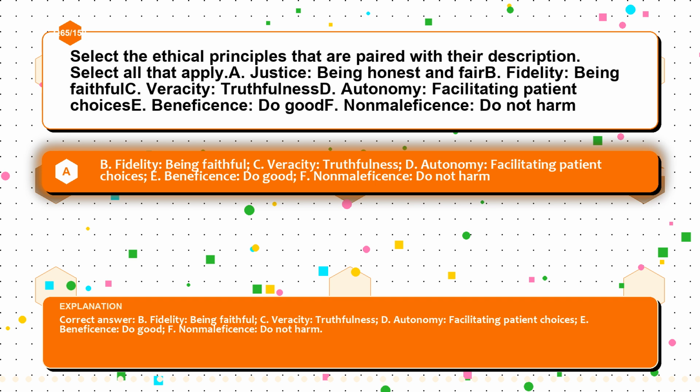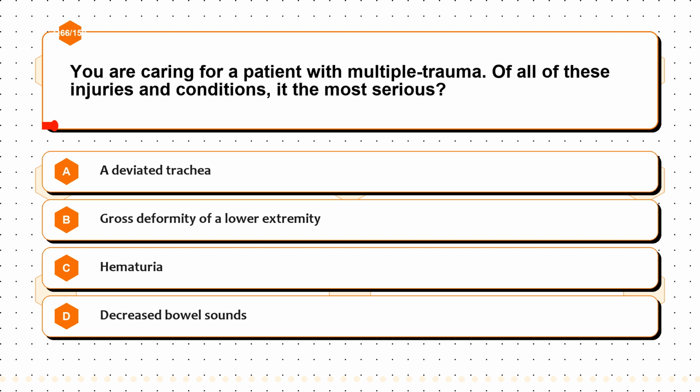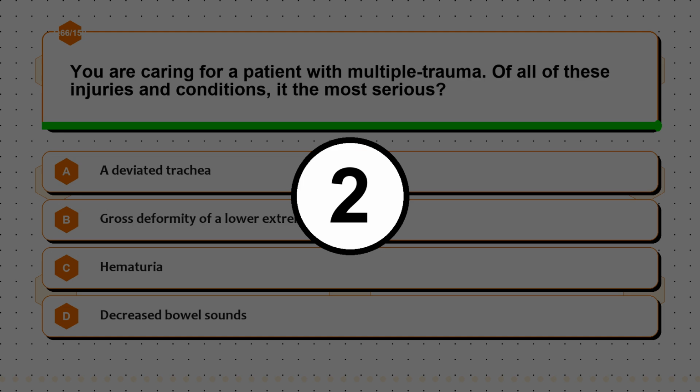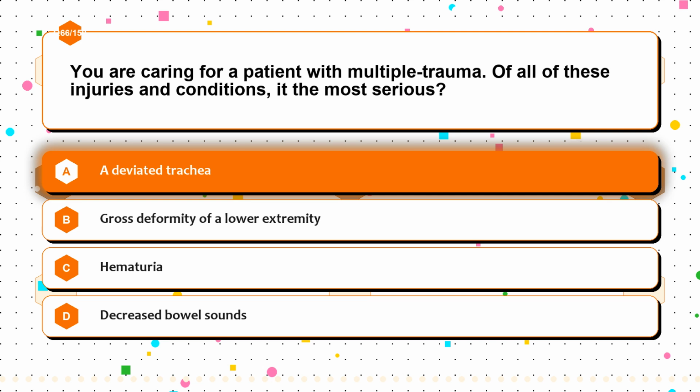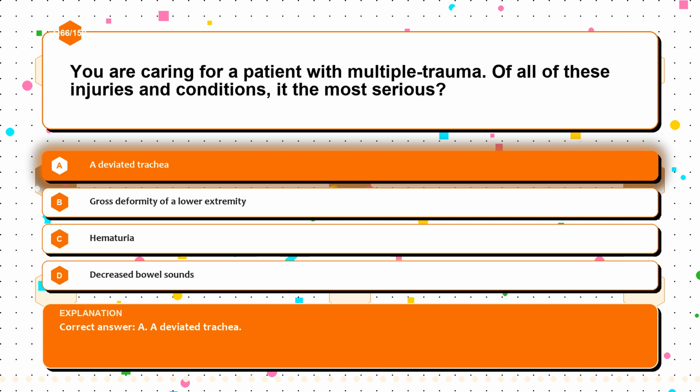Question 66. You are caring for a patient with multiple trauma. Of all of these injuries and conditions, which is the most serious? Here are the options. Option A, a deviated trachea. Option B, gross deformity of a lower extremity. Option C, hematuria. Option D, decreased bowel sounds. The correct answer is option A, a deviated trachea. Correct answer, A. A deviated trachea.